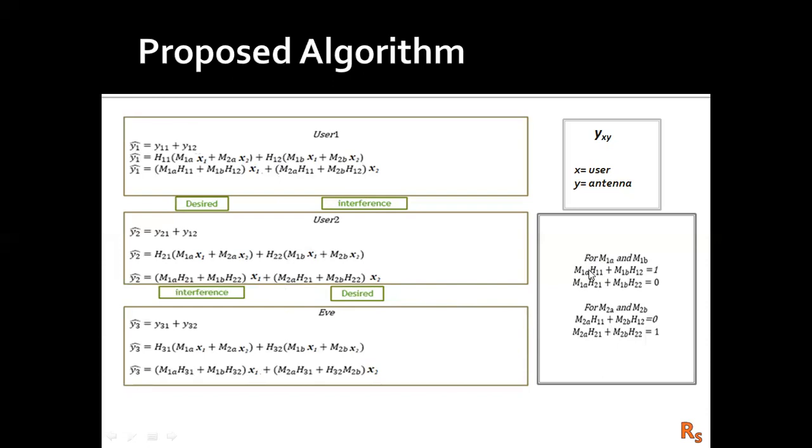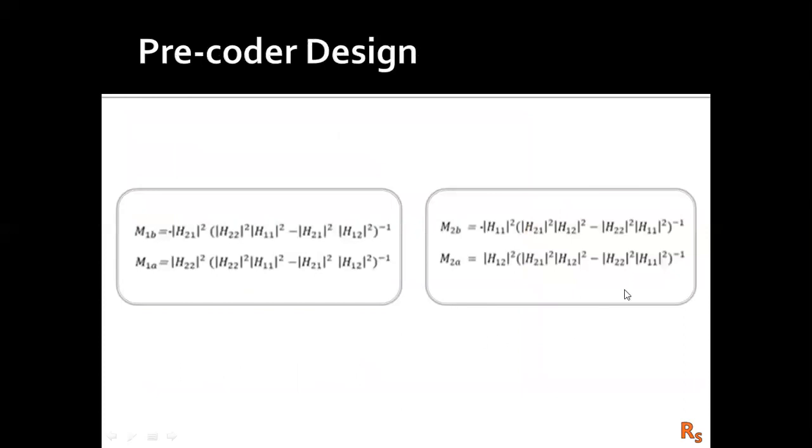And when we simultaneously solve both equations for M1A and M1B, we will get the values of M1A and M1B. Similarly, when we simultaneously solve for M2A and M2B, we will get the values for M2A and M2B. That is, the precoders will be superimposed with the data streams. And here go the values of the intelligent precoder matrices.